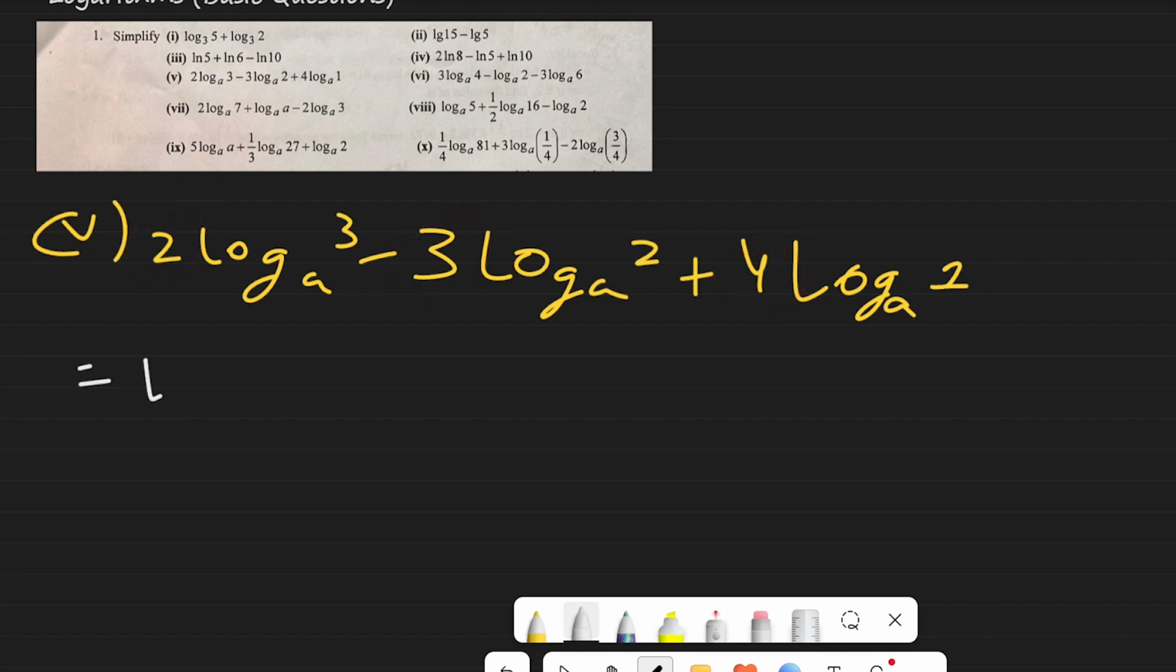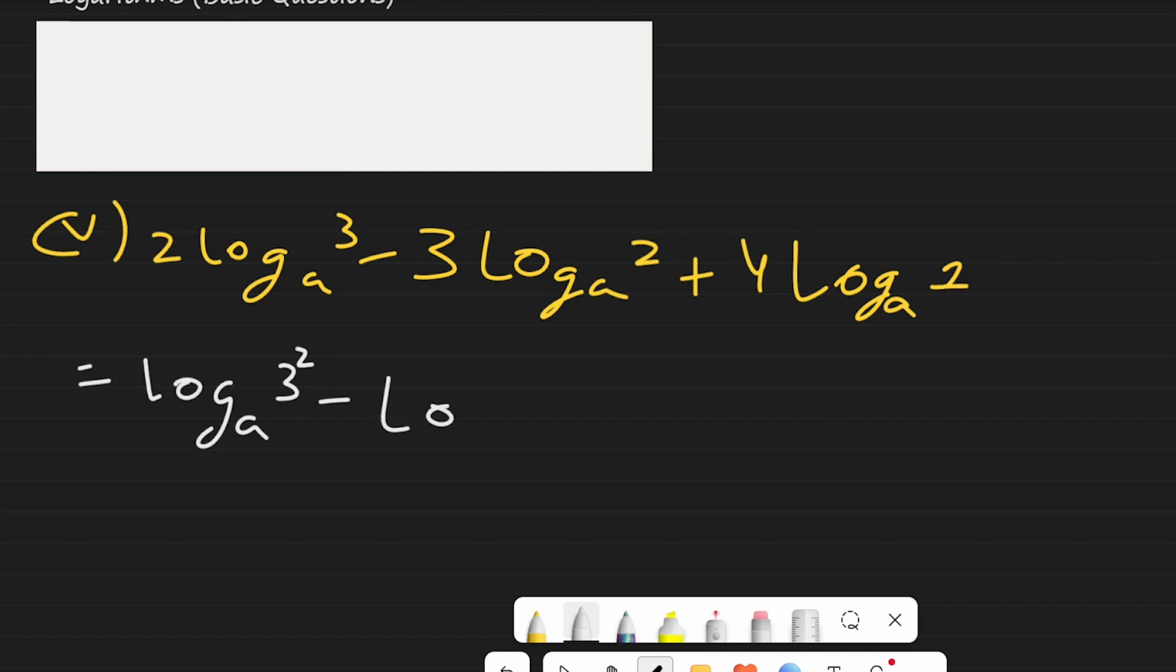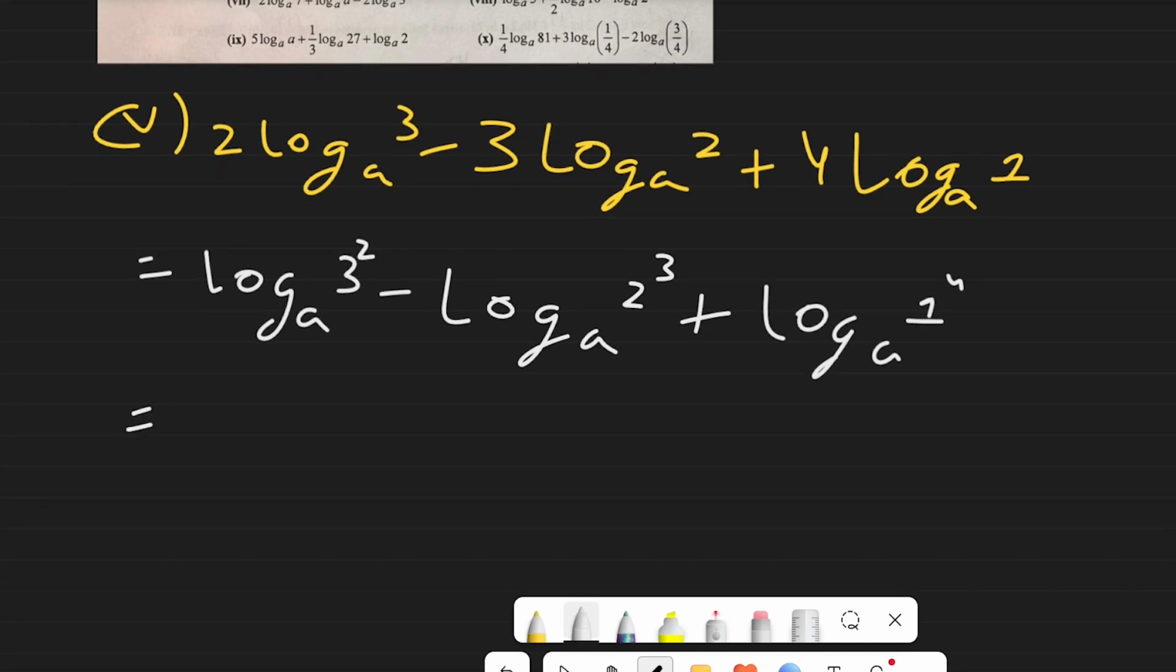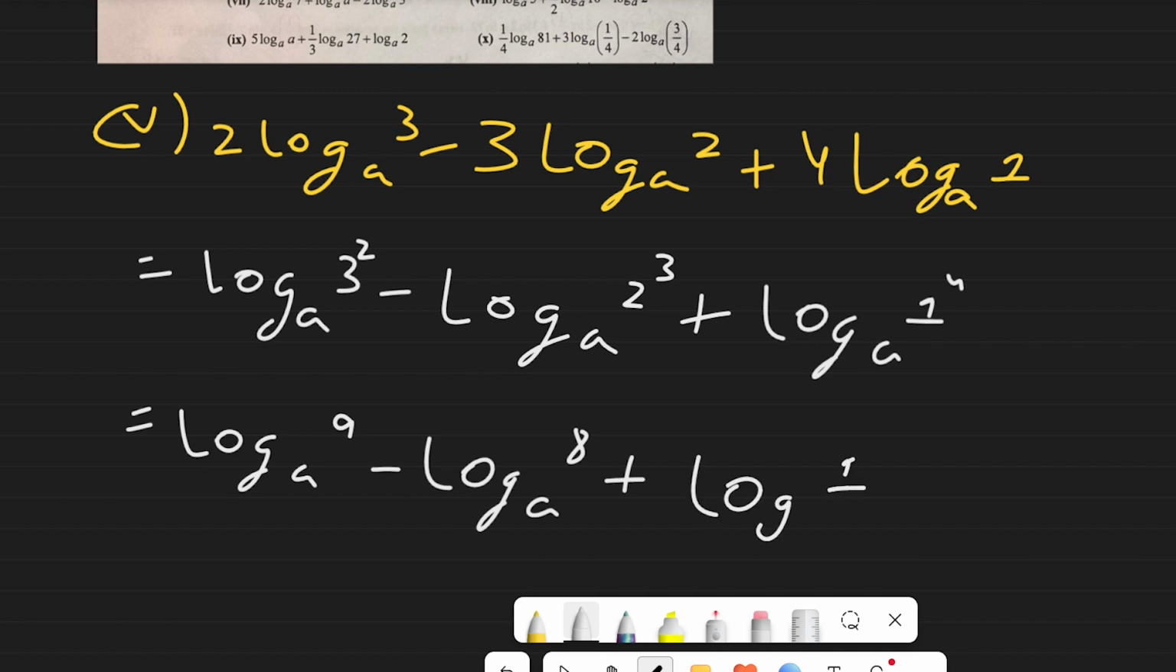So what we do here is log of 3 to the base a, and this 2 comes over here as the power 2. So this becomes 3 power 2, minus log of 2 to the base a, and now 2 power 3, plus log of 1 to the base a, power 4. Now we simplify the powers. So log of 3 power 2 is 9, minus log of 2 power 3, 8, to the base a, plus log of 1 to the base a.